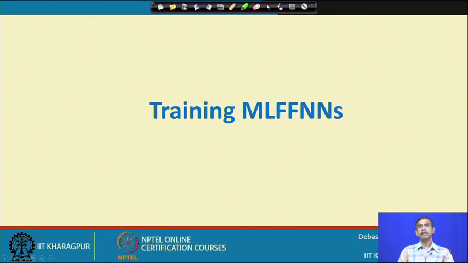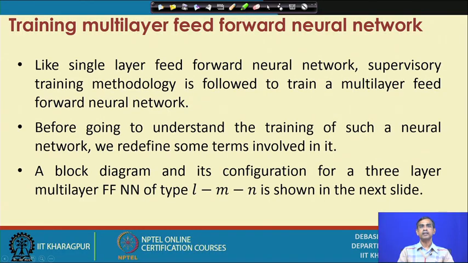Now, multi-layer feed forward neural network training is basically a similar approach to that of the single layer, but it follows a more meticulous method. Particularly, if we consider supervised training, then there are algorithms to train it, and the popular algorithm in this regard is called the back propagation algorithm. So, today we will discuss the algorithm as a whole.